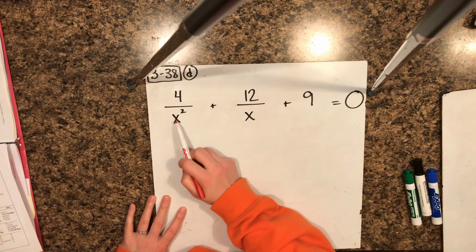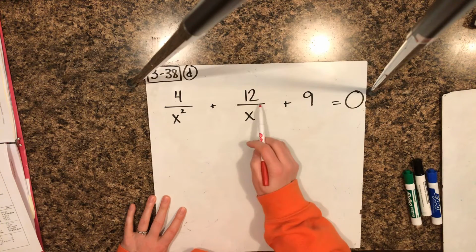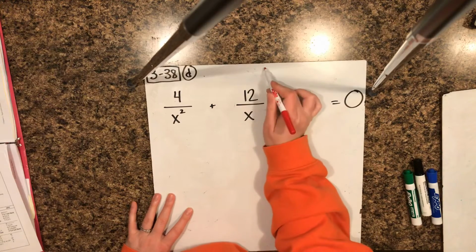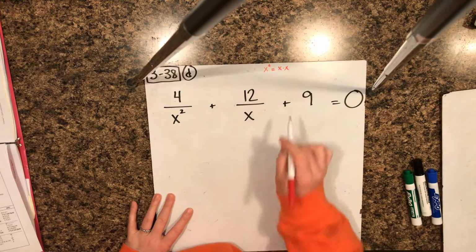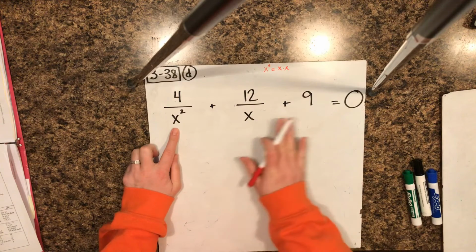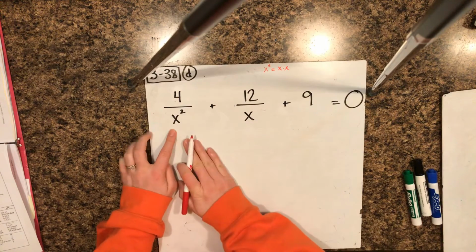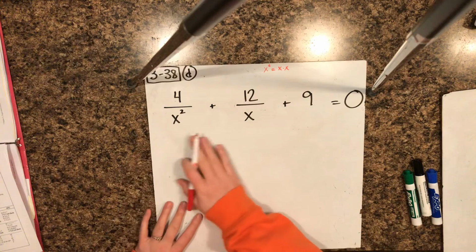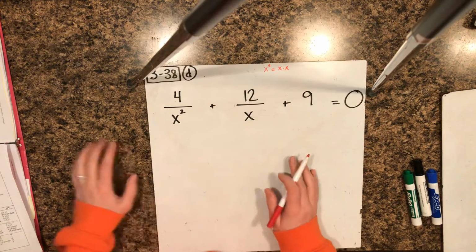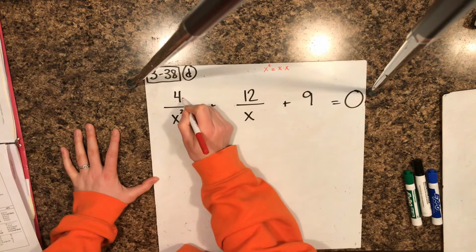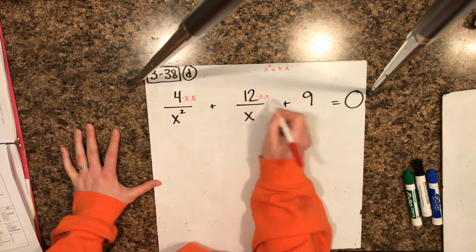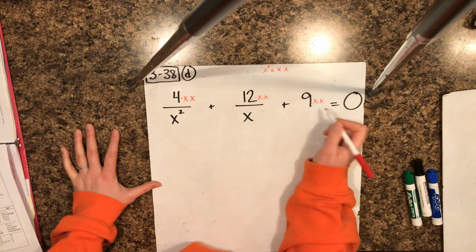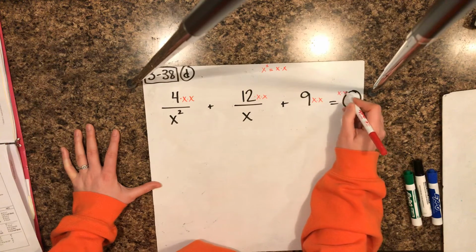Well, this is being divided by x squared. This term's being divided by x. Remember, x squared just means x times x. So if I were to multiply everything by x squared, or the biggest exponent, then it would also be taking care of this x. Let me show you what I mean. So I'm going to multiply by x, x, x, x, x, x, and over here, x, x.